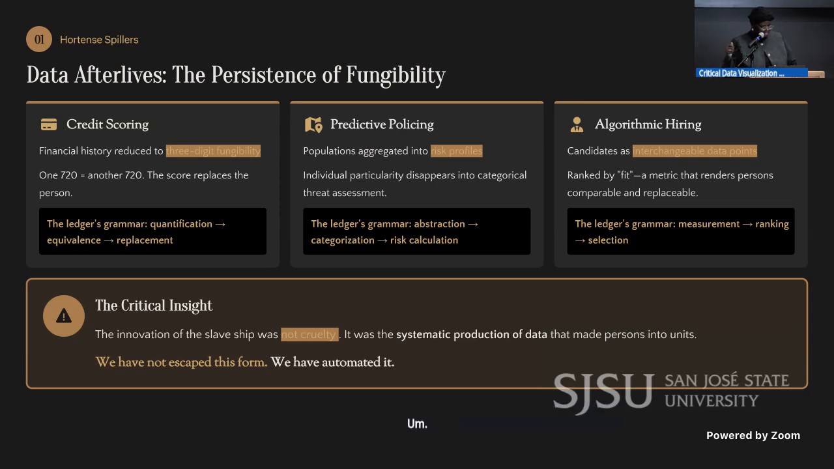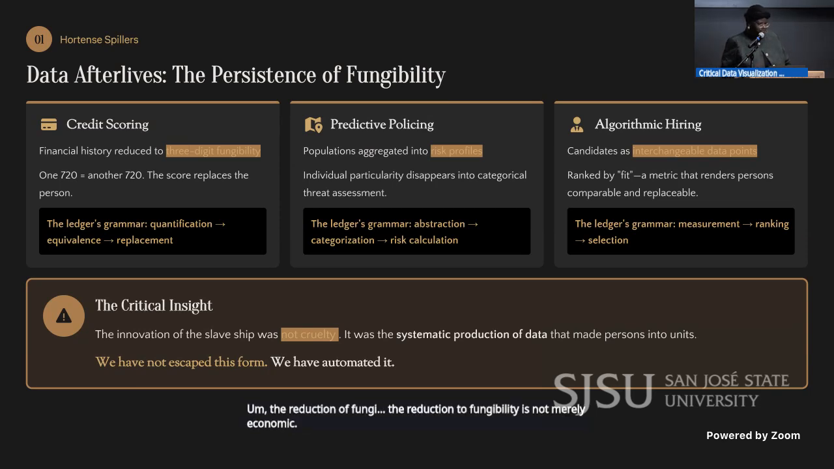This innovation of the slave ship was not cruelty. It was the systematic production of data that made persons into units, into numbers. We have not escaped this form. We have automated it. Fanon helps us see what is at stake existentially. The reduction to fungibility is not merely economic.